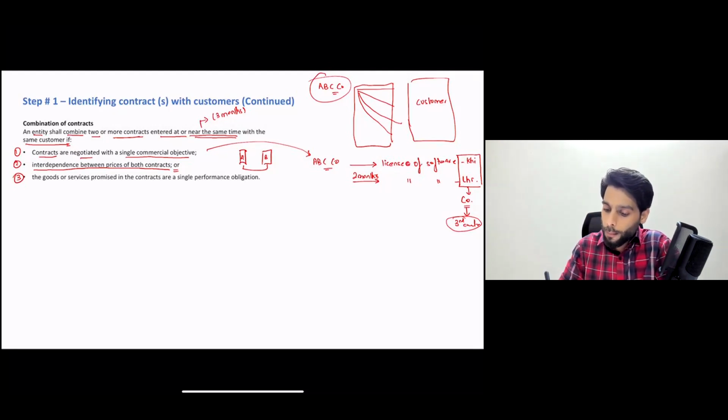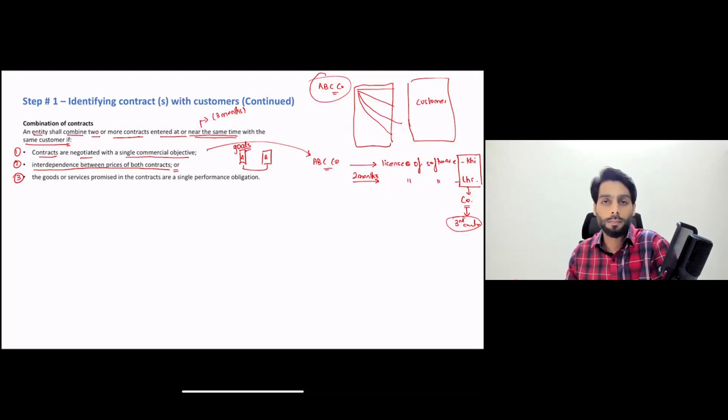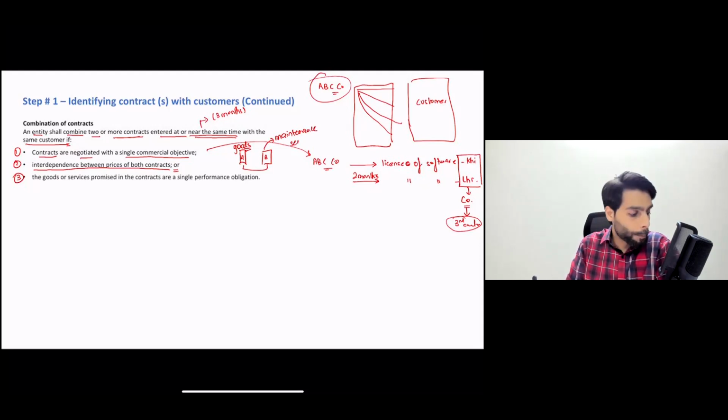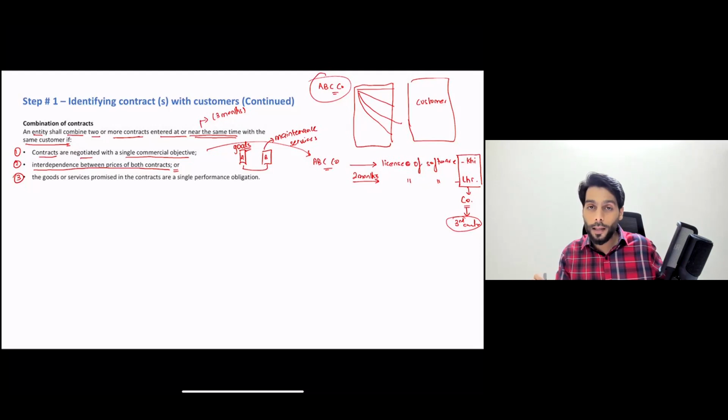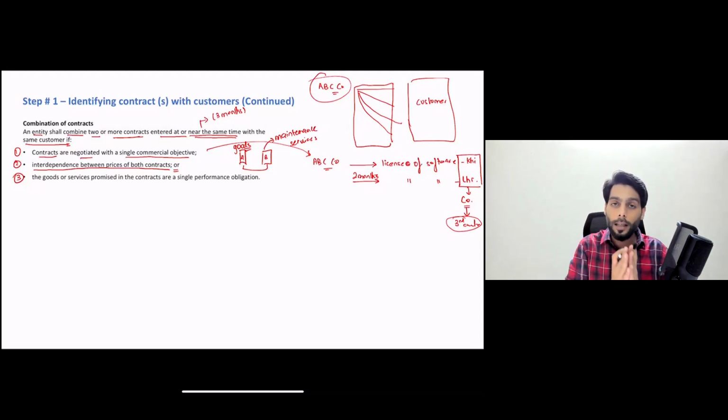Now, it is very routine. For example, your customer signs a contract with you for delivery of goods, maybe a machine. They want you to deliver a machine to them, and then they sign a contract for maintenance services after 2 months. And it says that the payment for maintenance services will only be made after the complete delivery of goods. Then only maintenance services will be paid for. So that means there is interdependence between the prices and payments of both contracts. Therefore, both contracts should be combined together.